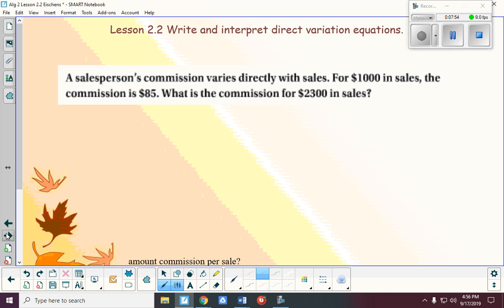So here's another type of problem. The salesperson commission varies directly with sales. Oh, varies directly. I will underline that, put a K above it. So it's the salesperson's commission, which will be the Y, varies directly with sales. That will be the X. So for $1,000 in sales, so that's an X, the commission is $85. That's a Y. So the general equation is y equals kx, and we will substitute in our x and our y here. 85 equals k times 1,000.